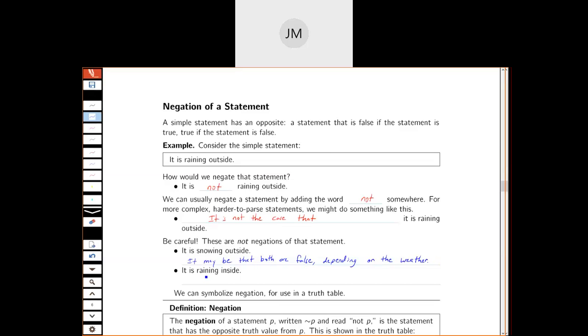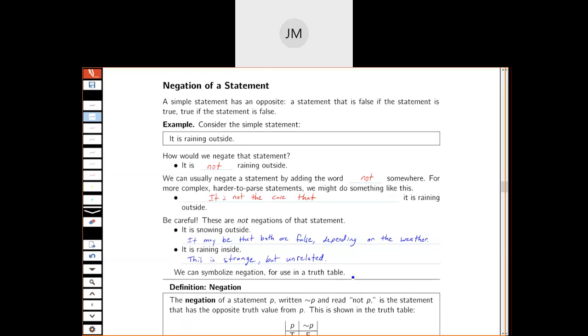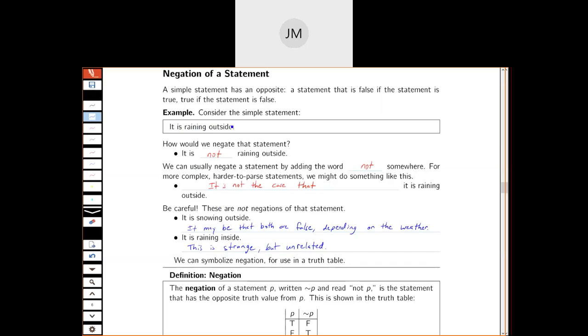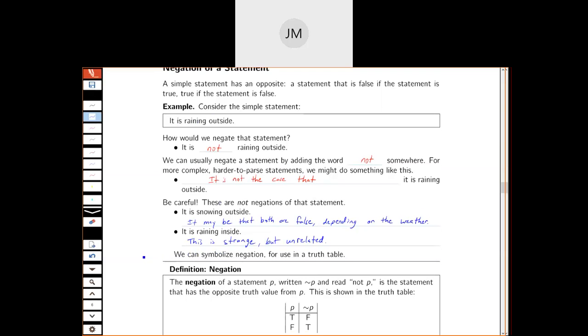Same thing with like, it is raining inside. That's a strange thing that might happen, but that seems to be unrelated to what's happening outside. So these are not negations. They're different. They might often have a different truth value than your original statement, but they're not guaranteed to always be the opposite truth value.